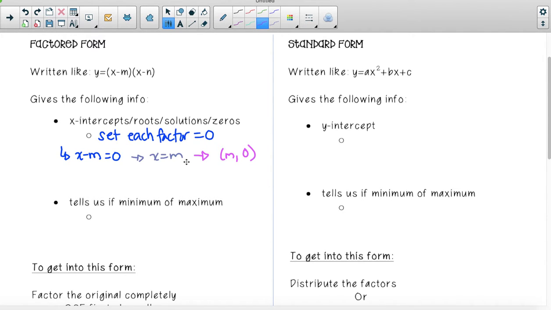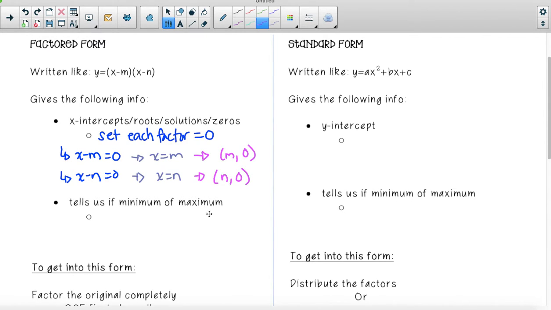This is called the zero product property: if this entire product is 0, then one of the factors is 0, because 0 times anything gives us 0. We can then do the same thing with the second factor, x minus n equals 0. Solving for x, we get x equals positive n. This is a solution. It's also a zero, and we can rewrite this as an x-intercept or a root, which is at n, 0.